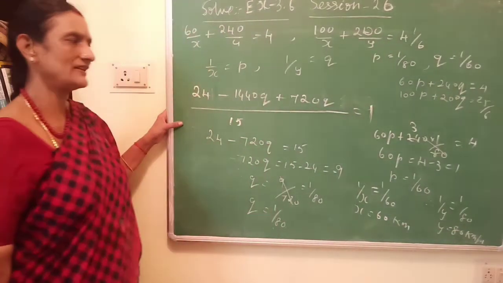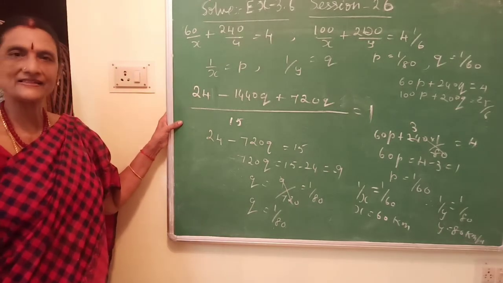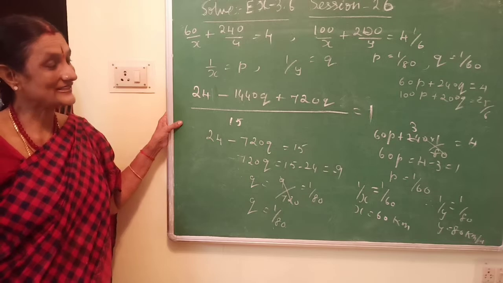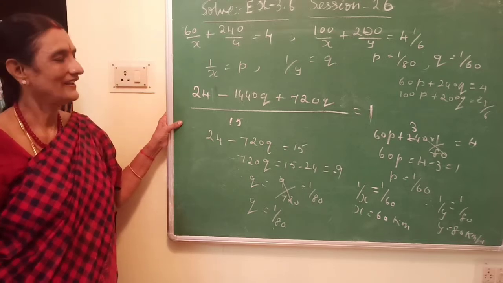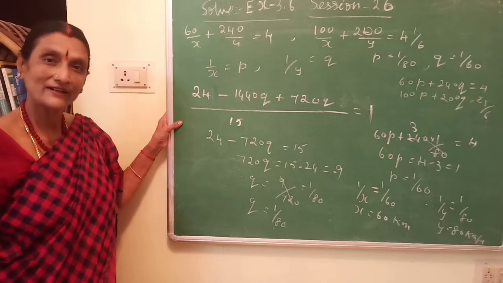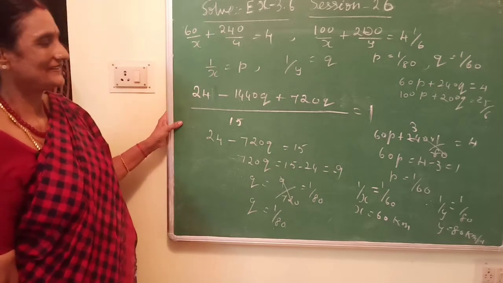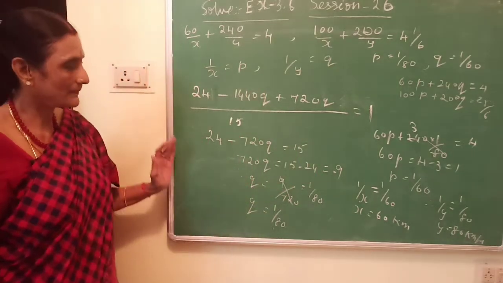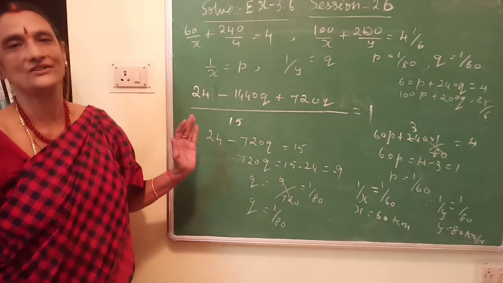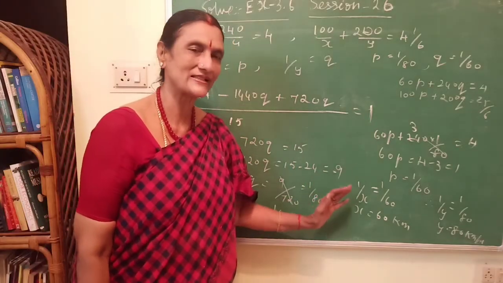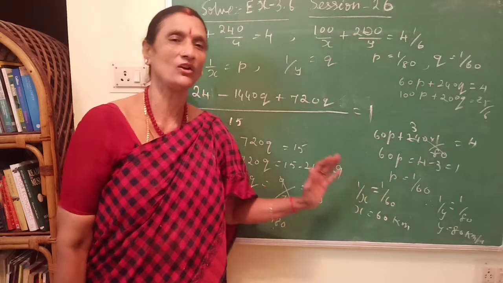Now what is the original assumption? x is the speed of the train and y is the speed of the bus. Therefore, we have to write the answer statements as: the speed of the train is equal to 60 kilometers per hour and the speed of the bus is equal to 80 kilometers per hour.